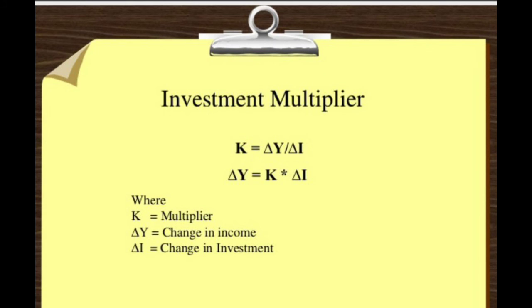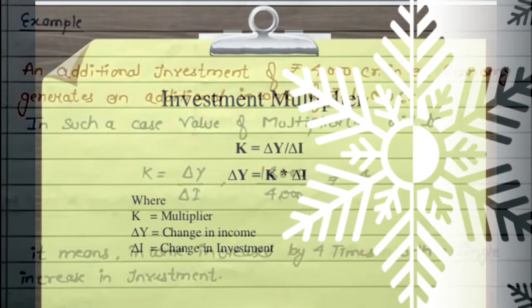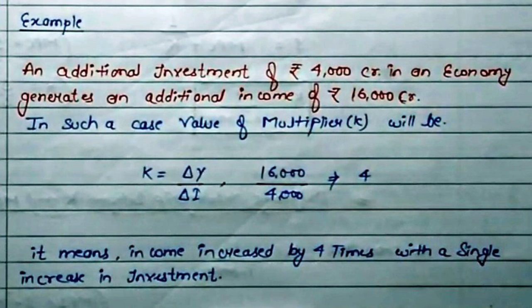Now this is one question. An additional investment of rupees 4,000 crore in an economy generates an additional income of rupees 16,000 crore. In such a case, what do we need to do? We need to divide. The investment multiplier is equal to income upon investment, and you will get the answer.